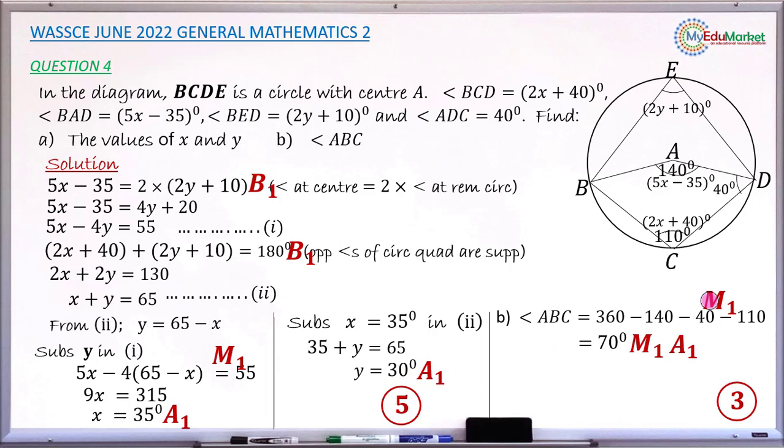Question number B, attempting to get the size of that angle ABC by subtracting the 3 other angles from 360 degrees correctly, you have this method 1 mark. And simplifying further, you have this method 1 mark, and when you have the angle ABC exactly at 70, you have this accuracy 1 mark. So if everything is done correctly, you have these 3 good marks.